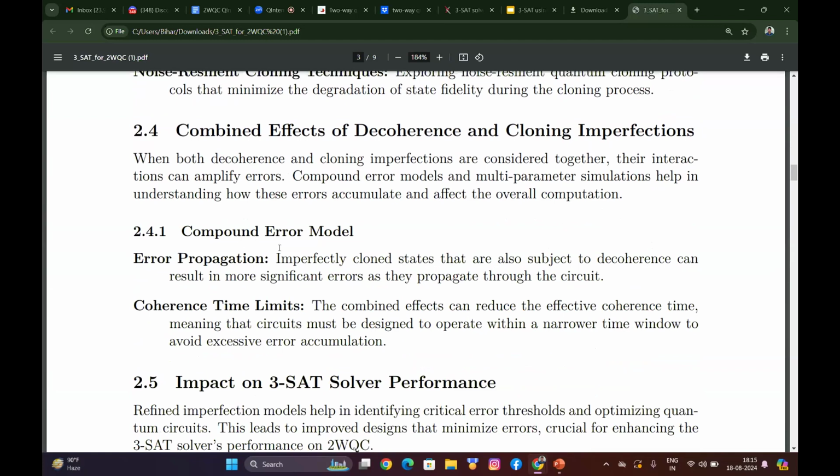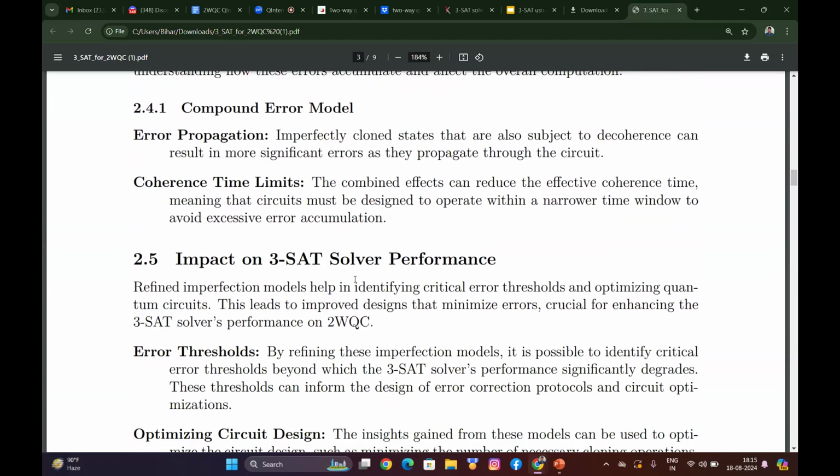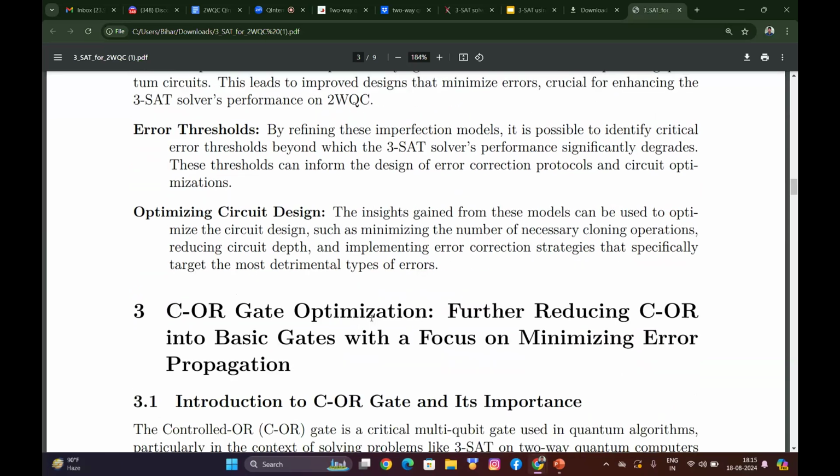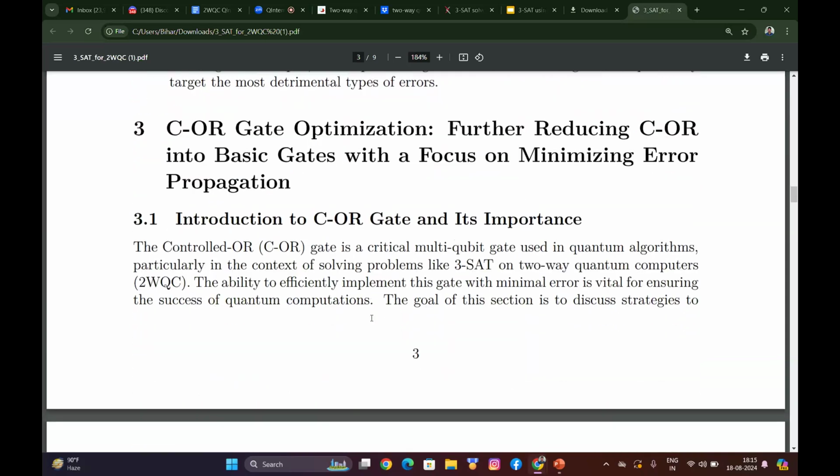Furthermore, we have the compound error model. In this, error propagation is basically due to decoherence, and those are the main factors which impact our circuit. Coherence time limit, this is the effect. Circuits are designed to narrow down the time to avoid excessive error accumulation. Impact on threshold, this impacts the error threshold, and further we have to optimize the circuit design to reduce such detrimental errors.